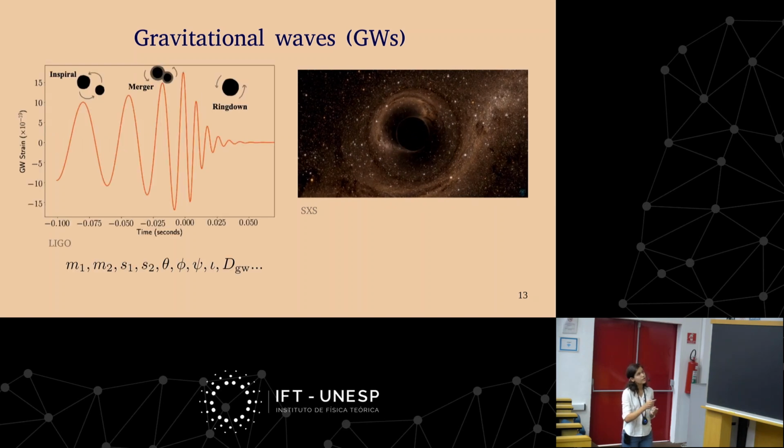So basically, when they are emitted by these binary systems, the amplitude of the wave that we observe has these 3 phases. An inspiral phase where the 2 bodies are slowly approaching each other, and then they merge, and then there are these final oscillations called ring down. The shape of this wave depends on several properties of this source: the masses of each of the components of the binary, their spins, their position in the sky, and so on.